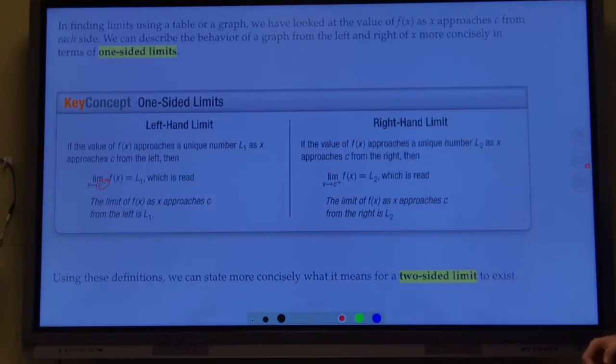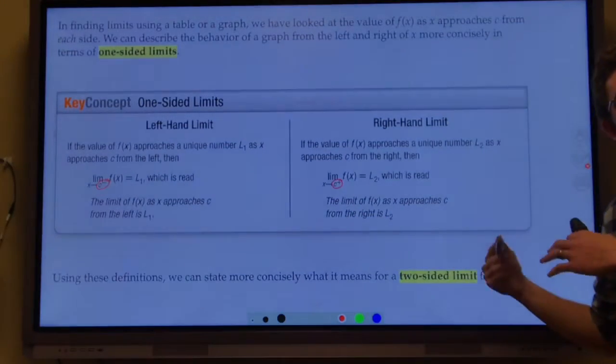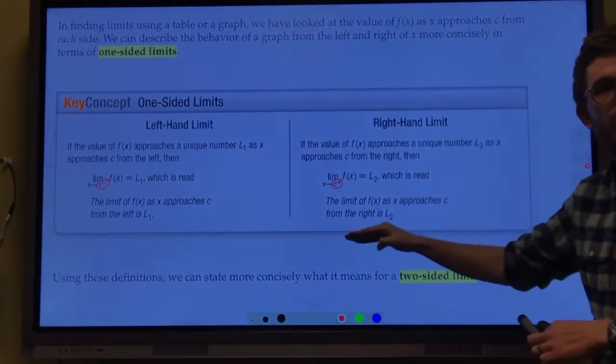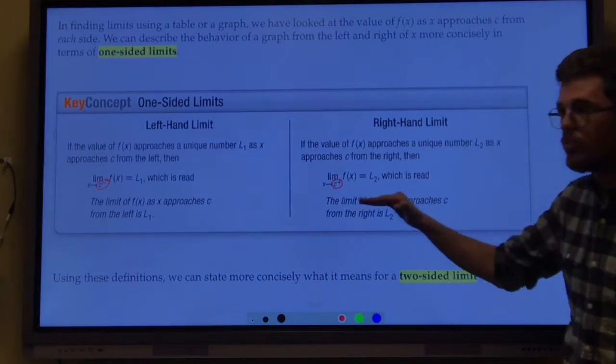Over here, the right hand limit, x approaches c positive. We're talking about approaching it from this right side. It's read as the limit of f of x as x approaches c from the right.